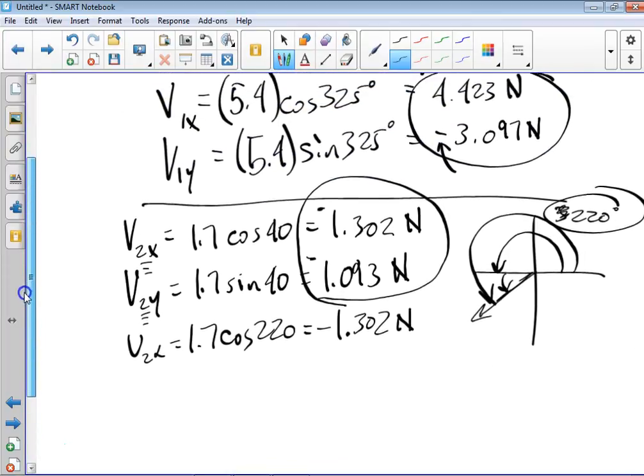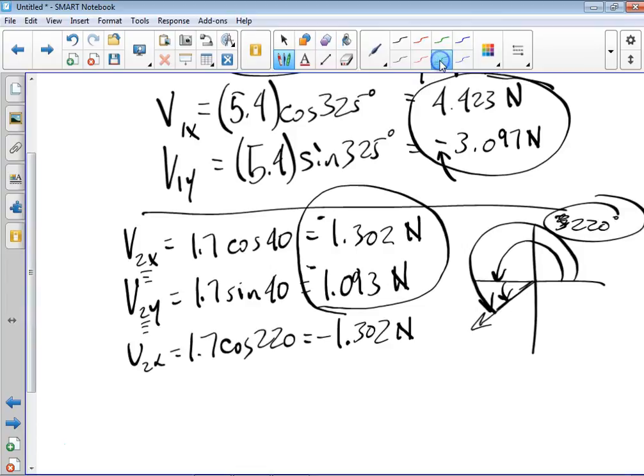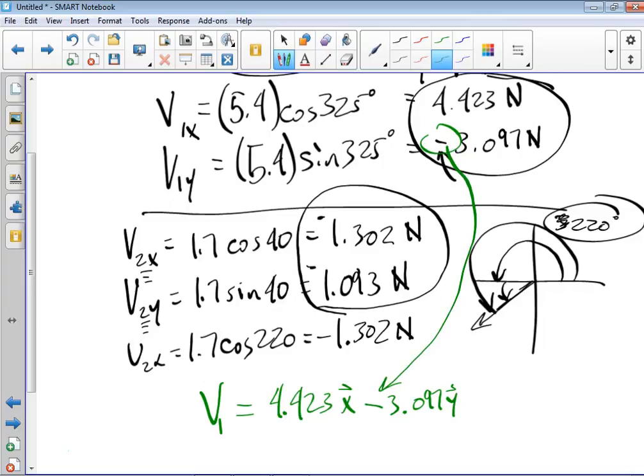So in other words, I am now going to write vector 1 in component form. I write its x component first, 4.423, I'll drop the units for a second, is the x component, minus 3.097 is the y component. Notice the negative here is where I get this little minus sign from. Meanwhile, vector 2 is negative 1.302 is its x component, and negative 1.093 is its y component.